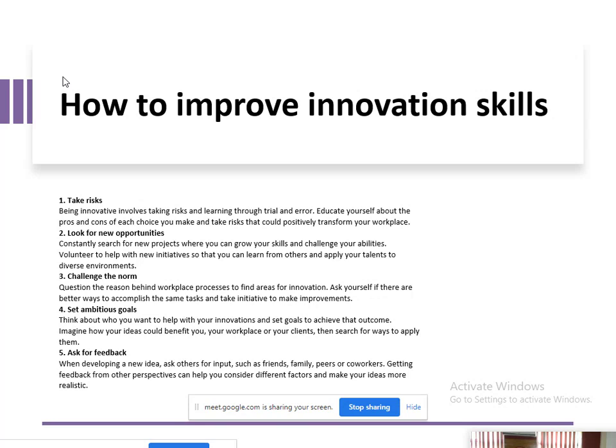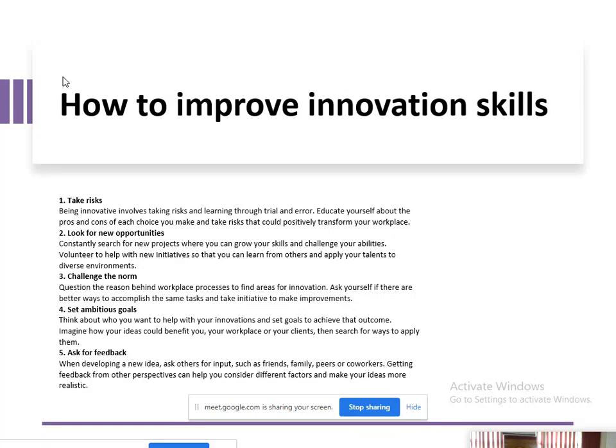And the next thing is that you have to question yourself. Like, why should I do this innovation? Because innovation must have a reason. It's not that I am doing the innovation without any objective goal. So you have to know the reason for the innovation, and you have to take initiative so that you can make an improvement in that.